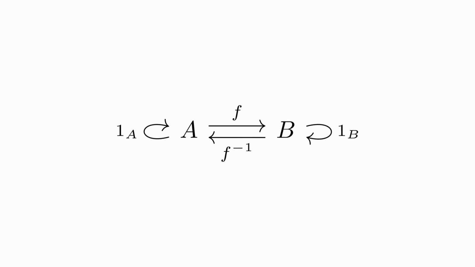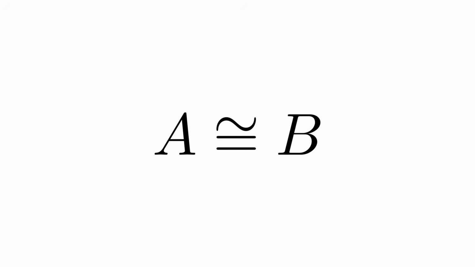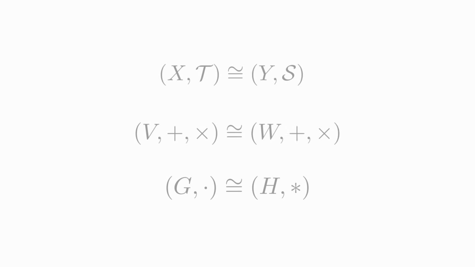Isomorphisms are morphisms with inverses, which act as a kind of undo button for the morphism. Doing both does the same thing as doing neither. If there exists an isomorphism between two objects, we say those objects are isomorphic, written like this. If you've done any university-level maths, you'll be well acquainted with isomorphism in some guise. Isomorphisms of groups, isomorphisms of vector spaces, whatever.